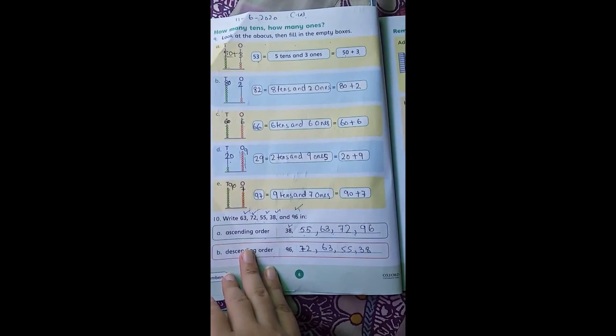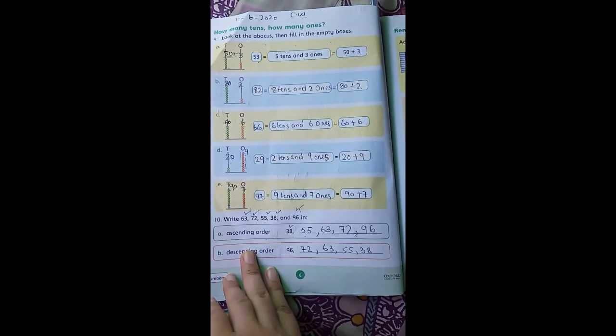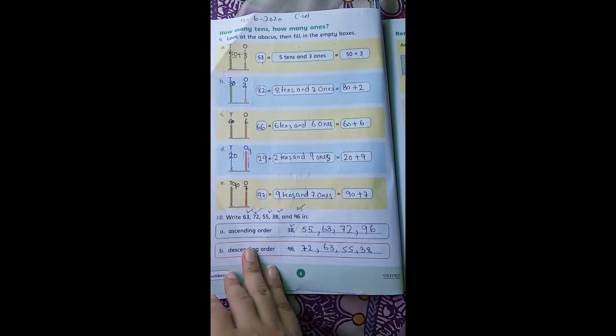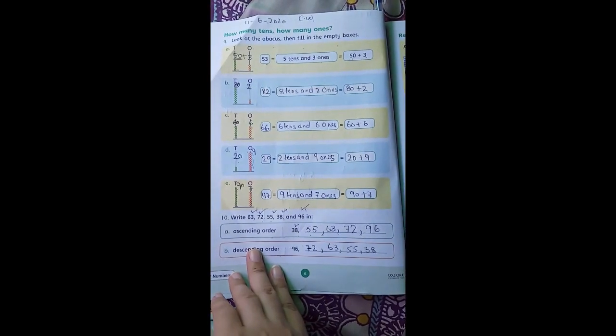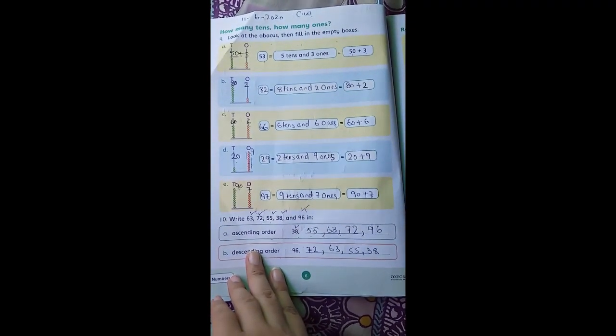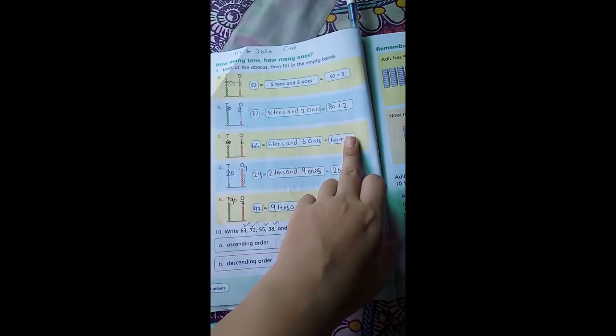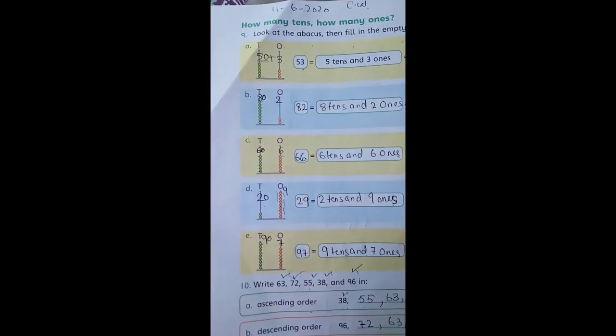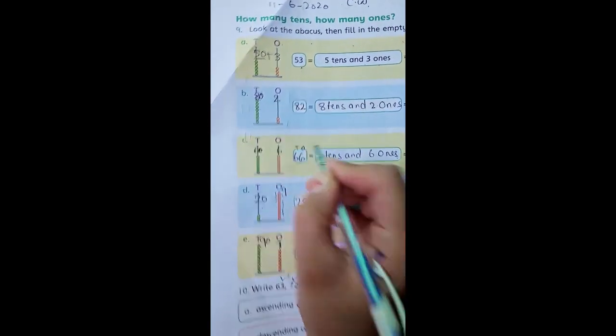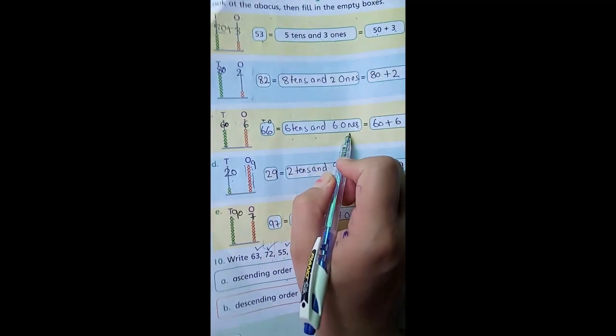At part C, you can see there are 6 balls on the tens abacus, so you can write 60, and there are also 6 balls on the ones abacus, so you can write 6. 60 plus 6, which is equal to 66. So you can also write T and O on the digits, like means 6 tens and 6 ones.